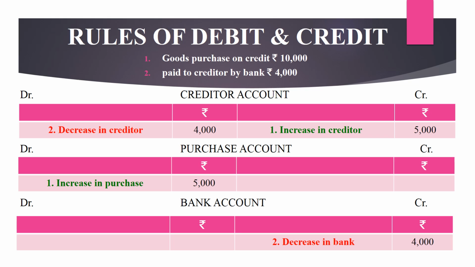Next is your second transaction, that is paid to creditor by bank 4,000. So in this particular transaction आपके दो account appear हो रहे हैं. एक आपका creditor liability होता है और second is your bank account. Bank is your asset. So asset decrease in asset, bank account decrease हो रहा है. So 4,000 credit side record करेंगे, and liability creditor is also decreasing. So उसको अपन debit side we will record in the creditor account.